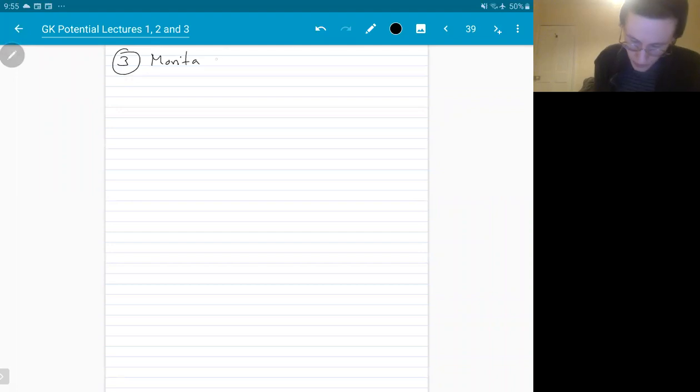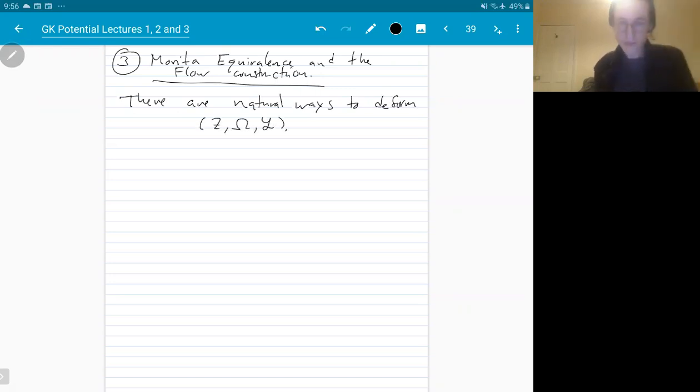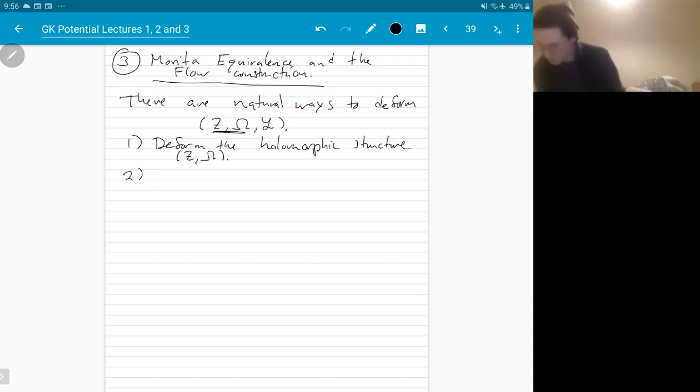So now I want to describe how this relates to the flow construction, and then I'll describe the second way of generalizing the Kähler potential. There are natural ways that we could deform the setup. One thing that we could do is deform the holomorphic substructure. That would be like deforming the space Z and the holomorphic symplectic form.